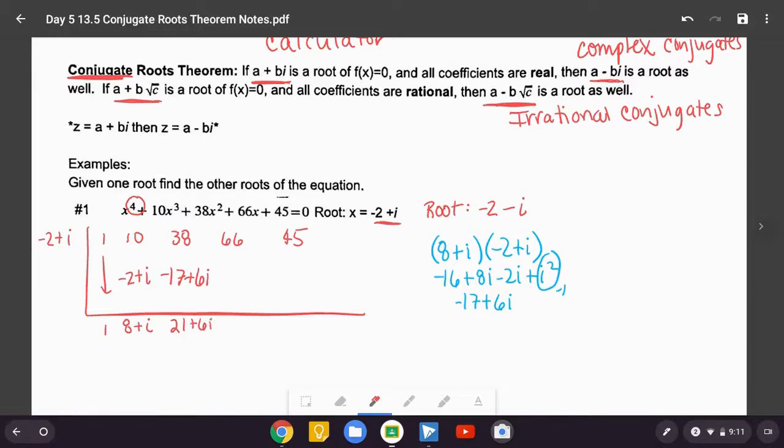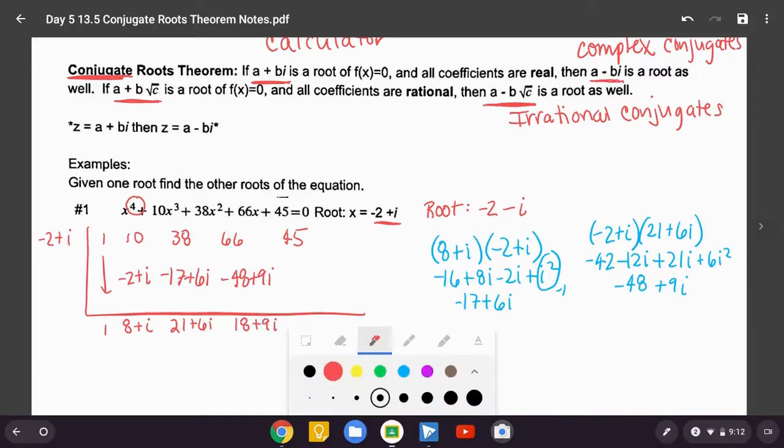All right, now I'm going to repeat this process. So I'm going to do -2 plus i times the quantity 21 plus 6i. And we're going to multiply again. You get -42 minus 12i plus 21i plus 6i squared. So I combine my i's, I get 9i, and -42 minus 6 gives me -48. So I'm going to put that in here, -48 plus 9i. I add that to the 66, and I get 18 plus 9i.